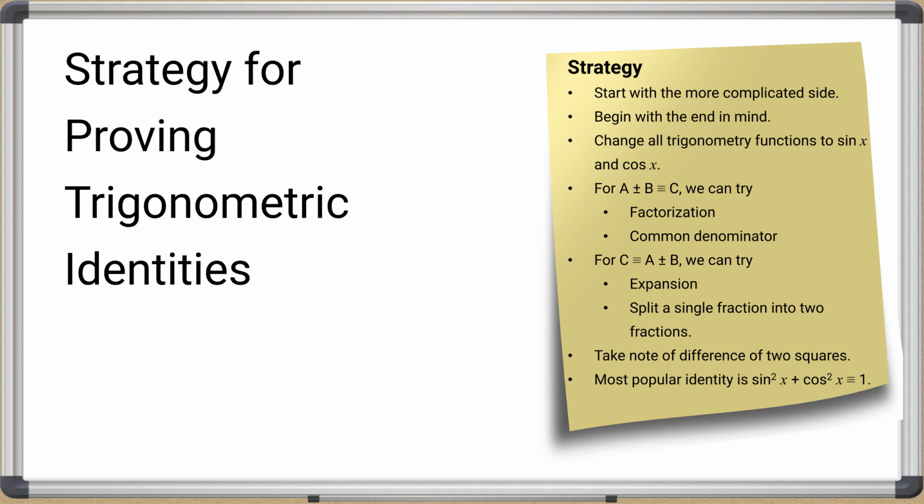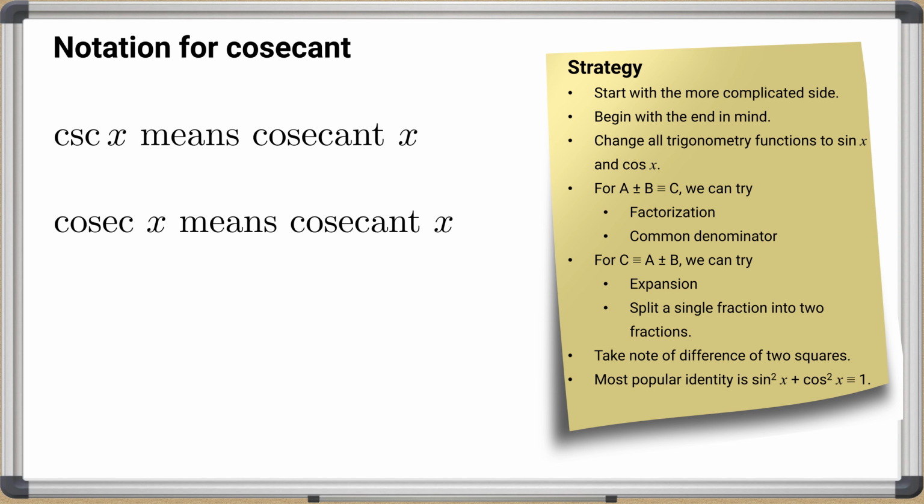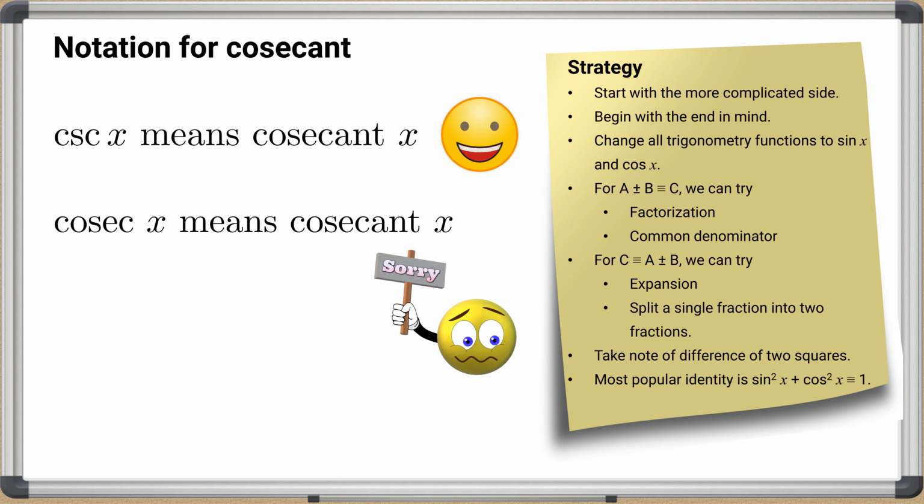Strategy for proving trigonometric identities. Before we start, let us clarify the notation for cosecant. Some people use CSC to represent cosecant. Some people use cosec to represent cosecant. In this channel, we use CSC to represent cosecant. If you are accustomed to cosec, just mentally replace all CSC with cosec. Sorry for any inconvenience caused.